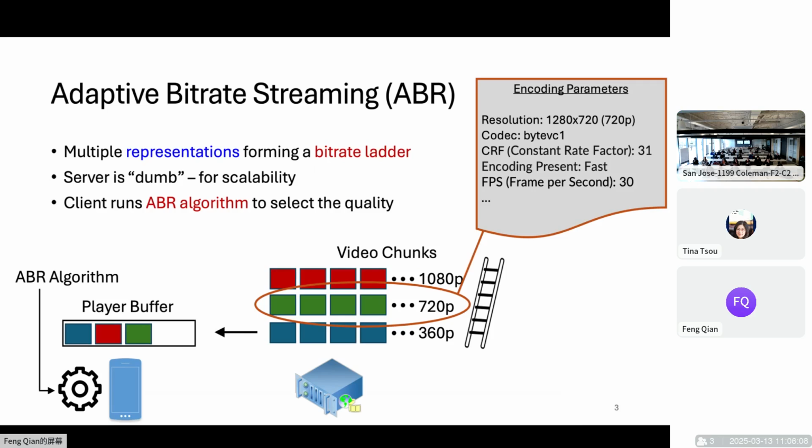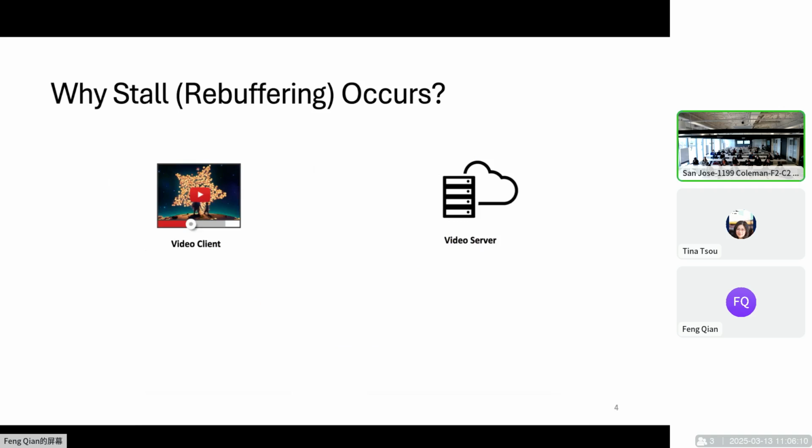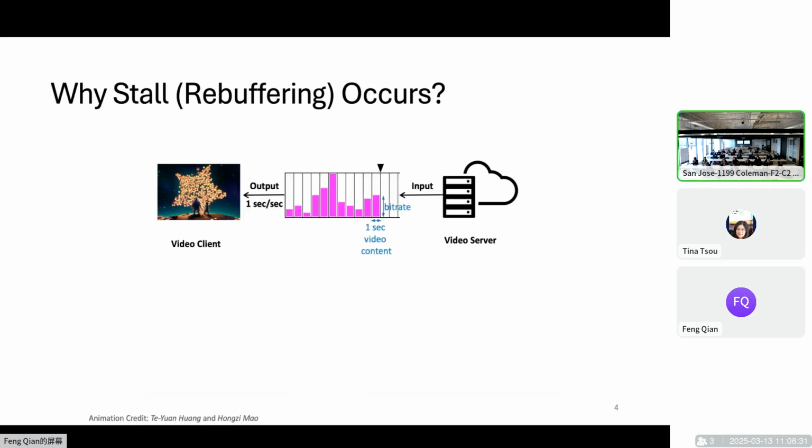Yes, so this is my next slide. Before that, let me try to explain one thing. Everyone hates stalls, whenever we have this bad spinning icon. So why do stalls occur? Let me use a very intuitive animation to show that. Remember that in ABR, the client requests chunk by chunk. So let's say that we have a badly designed ABR algorithm. Here we illustrate the buffer.